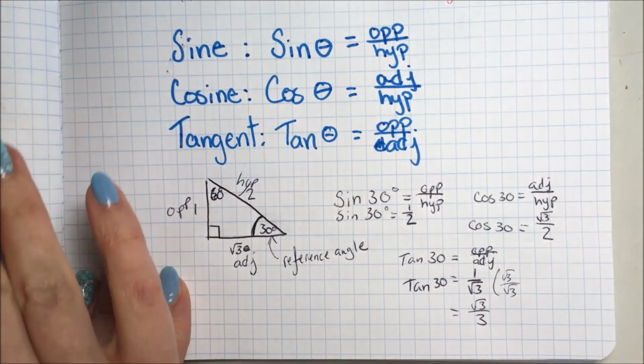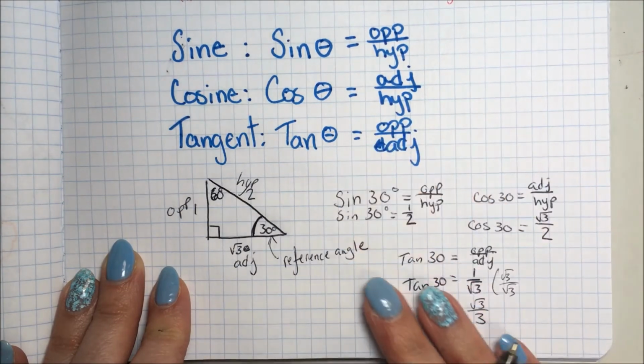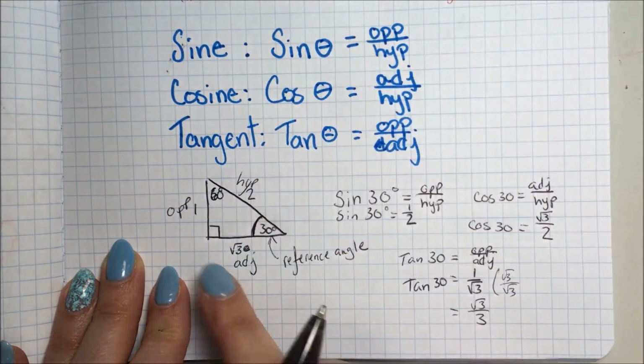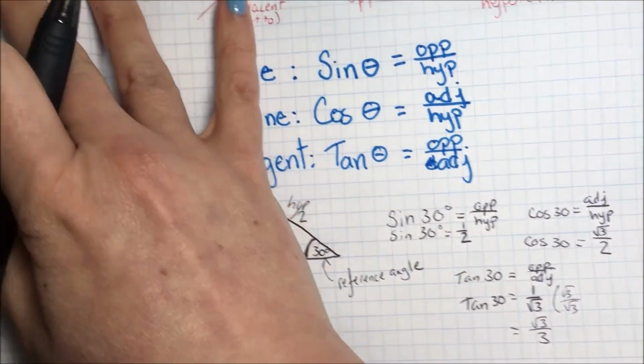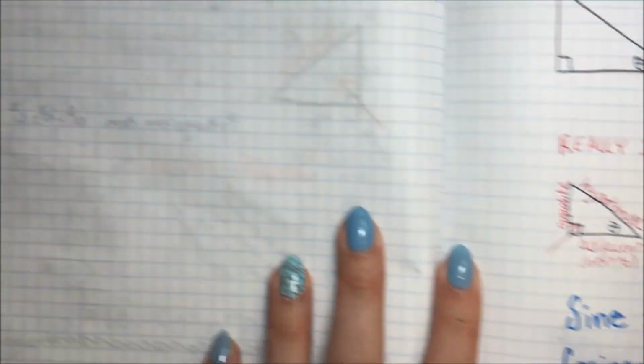Okay? So we're going to start to look at these ratios, because we're going to be able to work backwards. We're going to be able to figure out the sides and then work backwards to find the angle. And our calculator is actually going to help us out with that. So let's do one more.